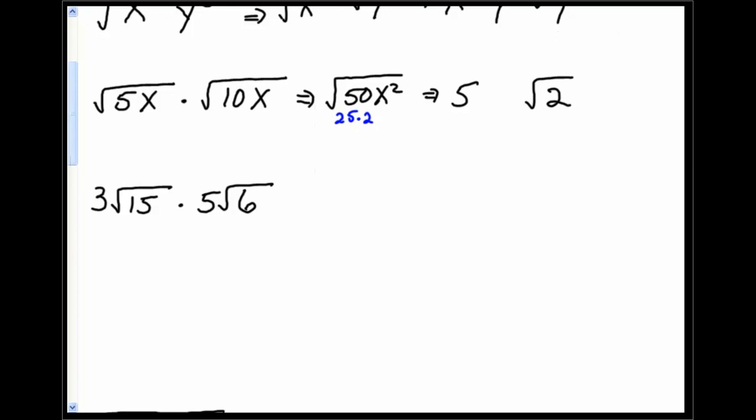Now what about the square root of x squared? Well, 2 goes into 2 one time, so one of the x's comes out. So that product simplifies to 5x times radical 2.